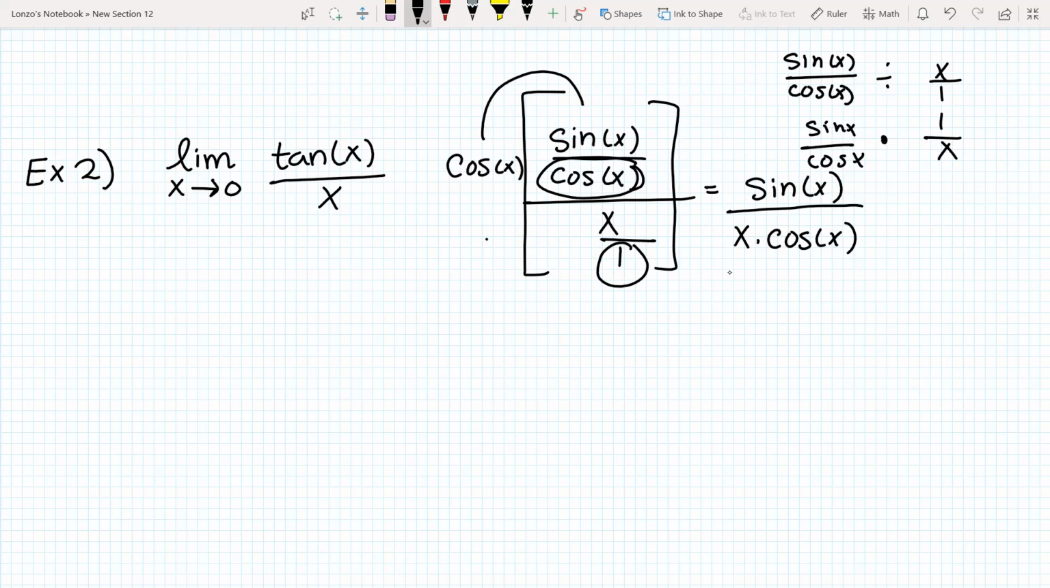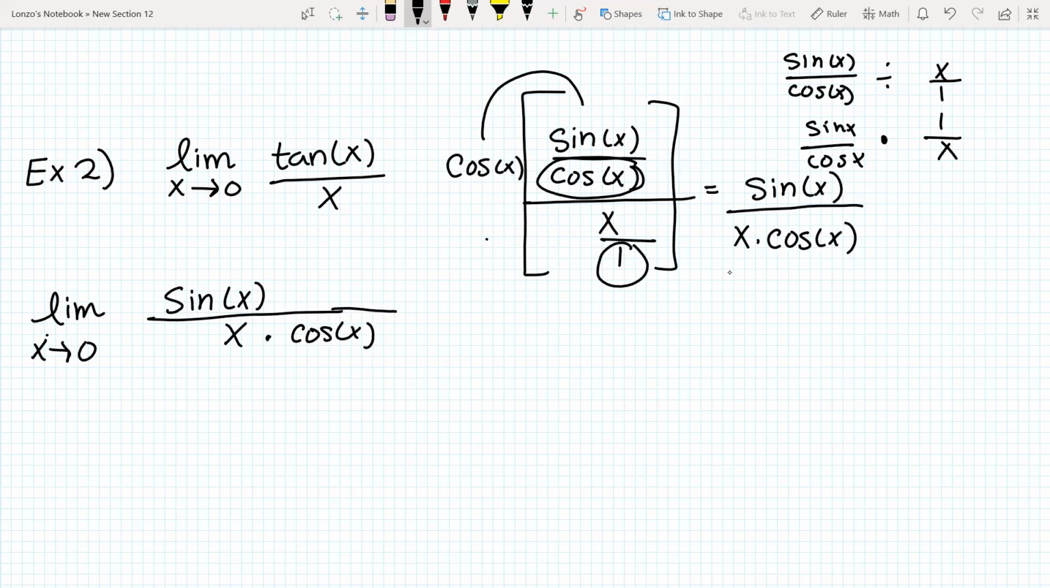Okay, so let me write out the problem. This is going to be the limit as x approaches 0 of sine of x over x times cosine of x, right? Now, if you look at this problem very carefully, you see one of our trig identities. What is the limit as x approaches 0 of sine of x over x? Well, that would be 1. So this just becomes 1.